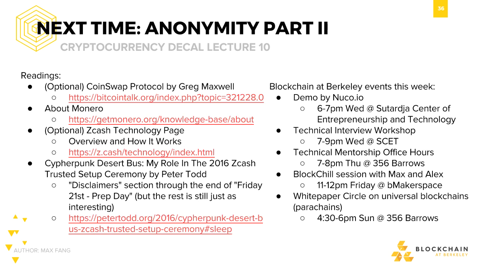Okay, so for next time, we'll be covering the technical part. Quick note on the readings. We have one about Monero, which is an anonymous cryptocurrency using something called ring signatures to prove that you're spending from a particular set of outputs but not revealing which output it is. That's pretty cool. But I think one of the most interesting readings is the Cypherpunk Desert Bus.